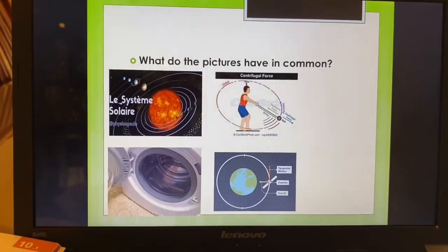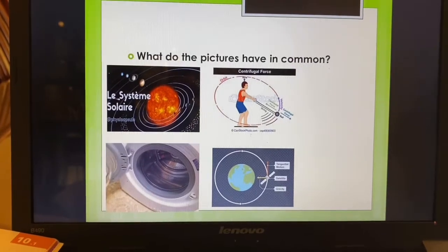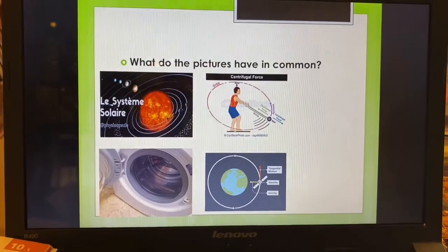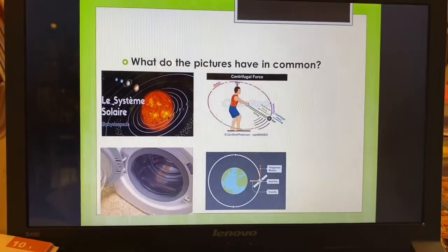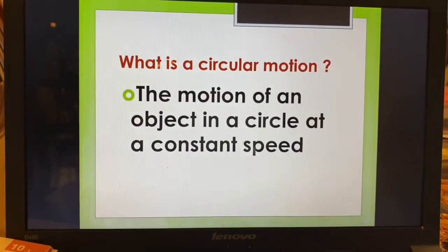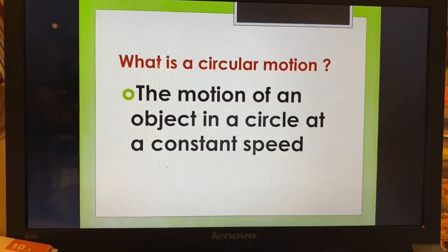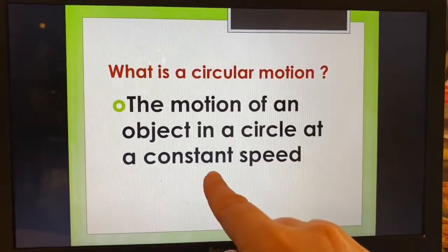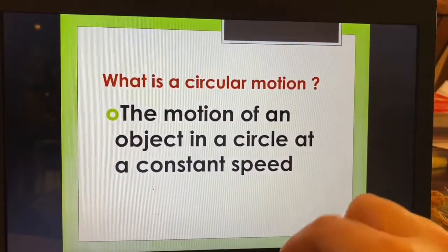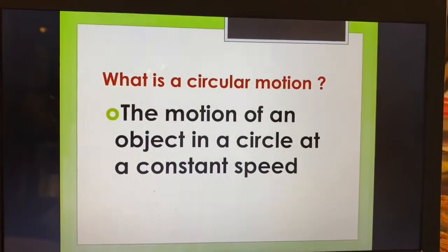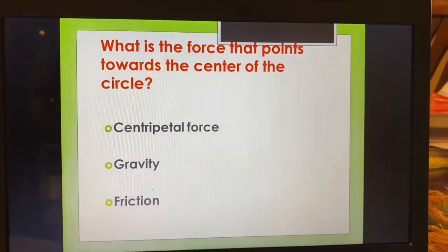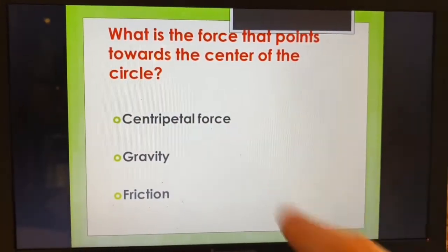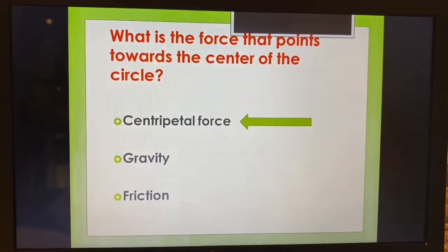Okay, and we started to talk about circular motion. We said a lot of things on Earth will move in a circular motion. Circular motion is the motion of an object in a circle at a constant speed. It should have constant speed, very important. If the speed changes, it can't keep on moving in a circle. And we said that the force that points towards the center of the circle is called centripetal.